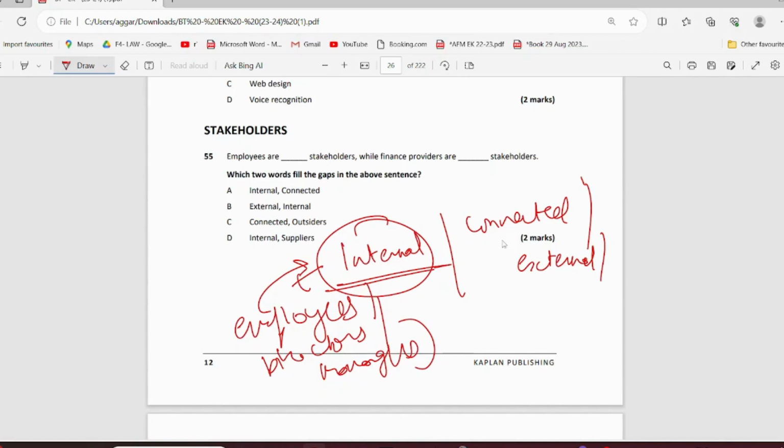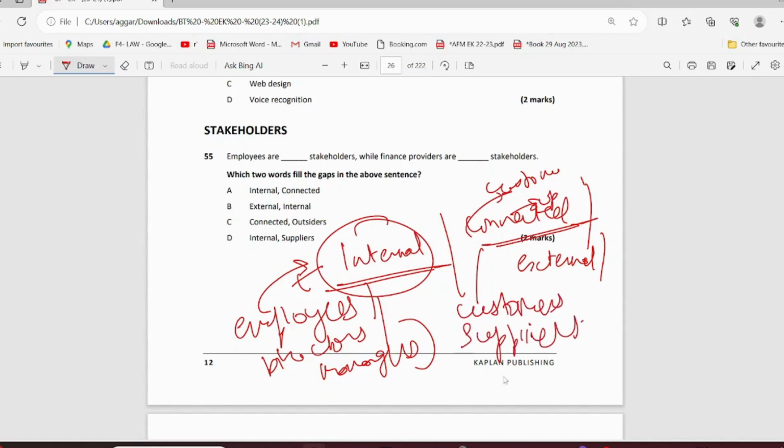Then you have your connected stakeholders. Connected are like your customers because they're connected to you. Then you have your suppliers. So customers are there, suppliers are there, and obviously your finance providers are also your connected stakeholders. Why? Because they are the ones who are providing finance to you, right?